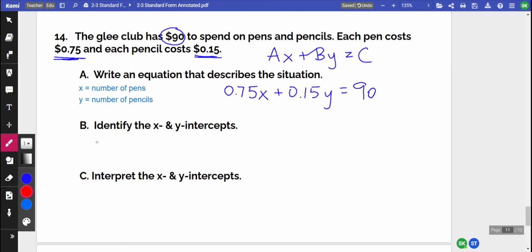Now, part b, let's identify the x and y intercepts. Remember that to find the x-intercept, I need to plug in 0 to my y value. So I have the equation 0.75x plus nothing equals 90. And then if I divide both sides by 0.75, I get the value x equals 120. So our x-intercept has the coordinates 120, 0.